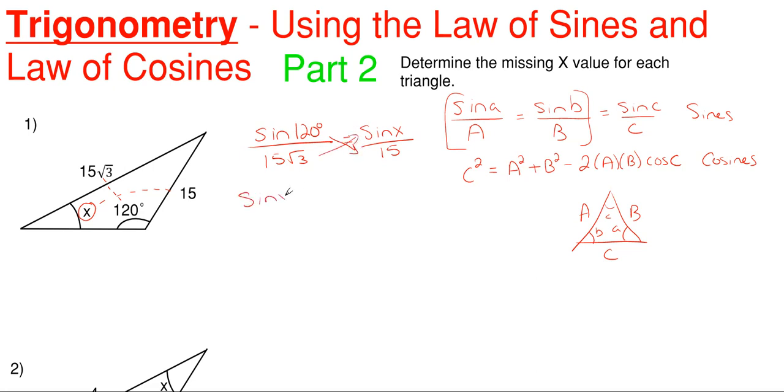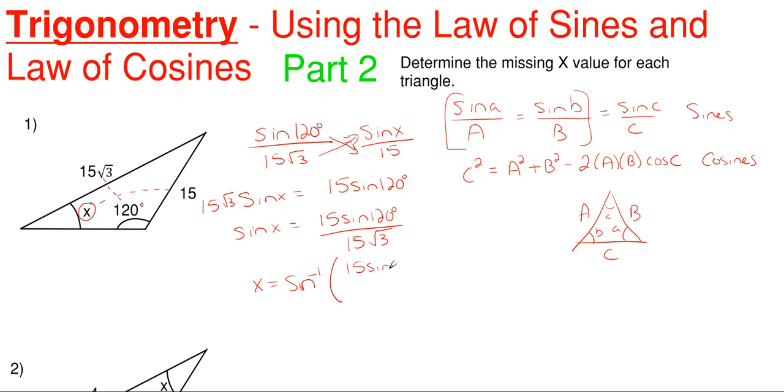So we would have the sine of X is equal to 15 times the sine of 120 degrees, and, oh, I forgot my square root of 3 here, divided by 15 times the square root of 3. So we would have 15 times the sine of 120 degrees divided by 15 square roots of 3. And if we want to get to x, we would just take the sine inverse of that entire portion. So sine inverse of 15 times the sine of 120 degrees all over 15 times the square root of 3.